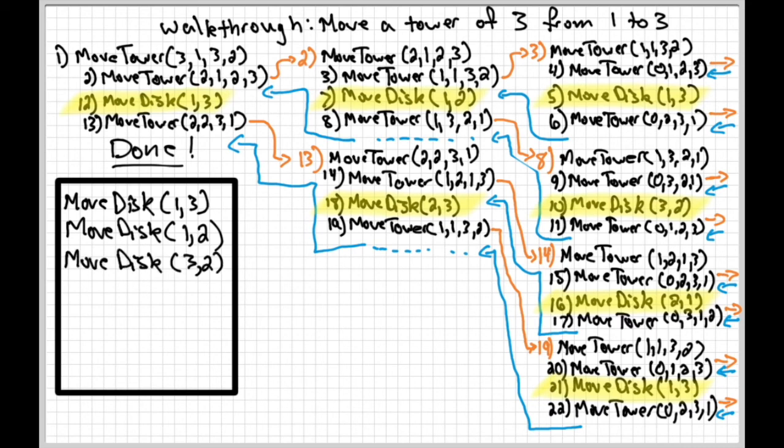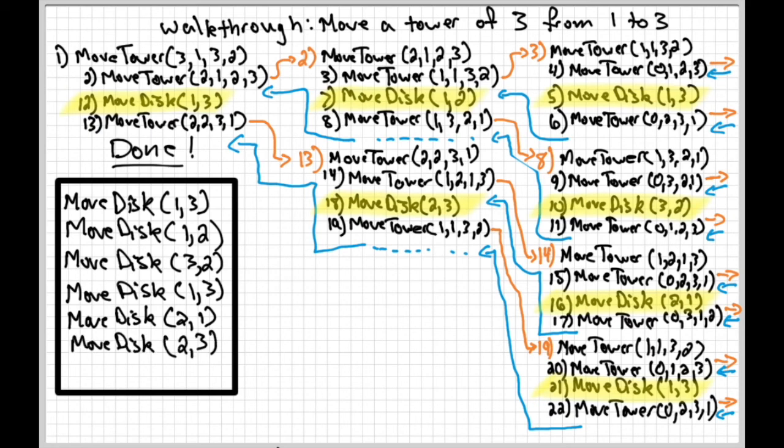And then we bounce all the way to the upper left corner where we move a disk from peg 1 to peg 3. And then step 16 involves moving from 2 to 1. 18 involves moving from 2 to 3. And then finally, at step 21, we moved a disk from 1 to 3 before bouncing back up and realizing we were finished. So those are our steps.